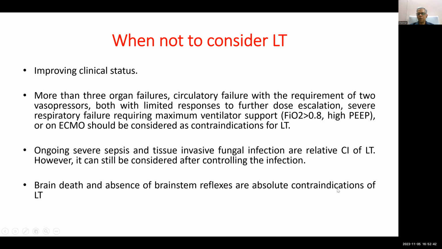It's important, when we say transplantation is the modality of treatment, to know when not to consider transplantation. When the patient is clinically improving, you should not consider transplantation. When you've got 3 or more organ failures, especially circulatory failure and respiratory failure, you should not consider transplantation. You need to wait and watch, use prognostic models, see them dynamically and see if the patient is improving. The patient has severe sepsis and even fungal infection. These are relative contraindications. You can treat such patients for infection, and once the infection improves, you can consider them for transplantation. And those who are brain dead and those who have absent brainstem reflexes are absolute contraindications for liver transplant. So you should not consider transplantation in such patients.